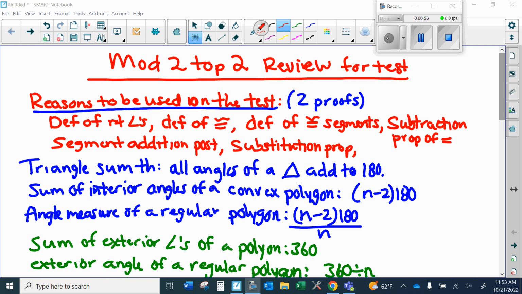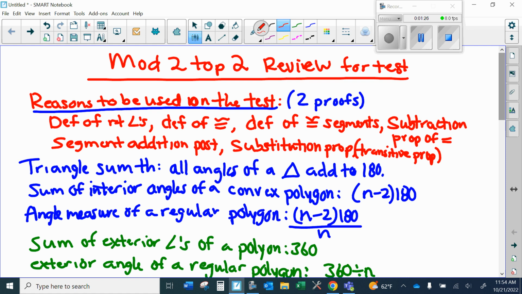Segment addition postulate: when I add two adjacent, collinear segments together, they add to the larger segment, the two put together. And substitution property, remember another name for that is transitive property. Okay, it's often intermixed. So if A equals B and B equals C, then A equals C. Or you could just substitute in A equals C for substitution.